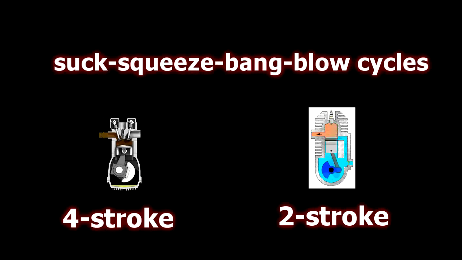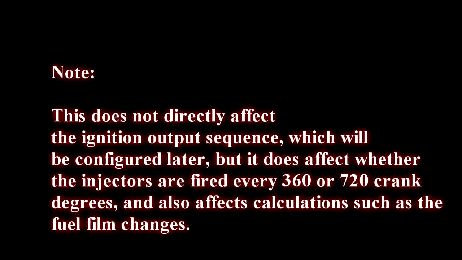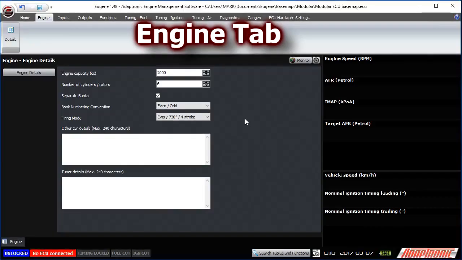Both of these have got suck, squeeze, bang, blow cycles happening within that period of time. That's just part of how the Otto and diesel cycles are defined. Now note that this doesn't affect the ignition output firing pattern, we'll talk about that later, but it does affect whether the injectors are fired every 360 or every 720 degrees.